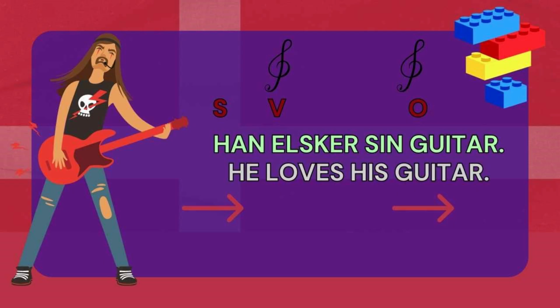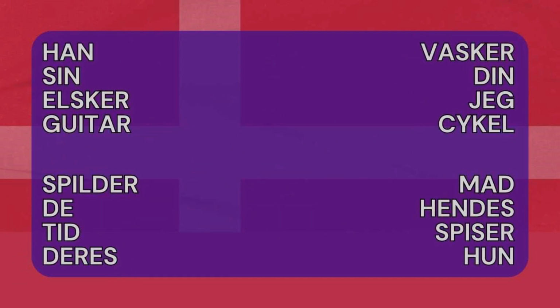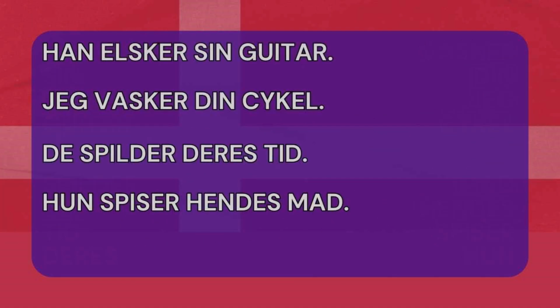Han elsker sin guitar. Alright, let's try building some sentences with that in mind. SVO. Here are some words, 4 different sentences. I want you to put them into the right order. Pause the video, write down the sentences as you think they should be, and come back to check if you got it right. Alright, we're back. Let's check how you did.